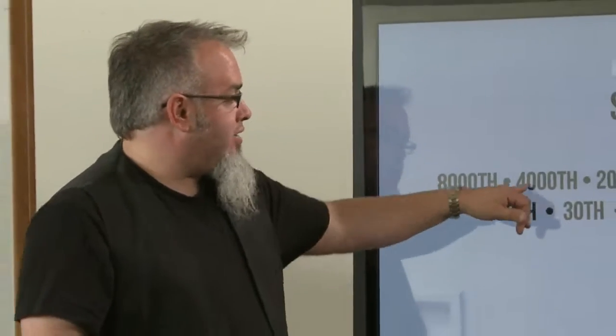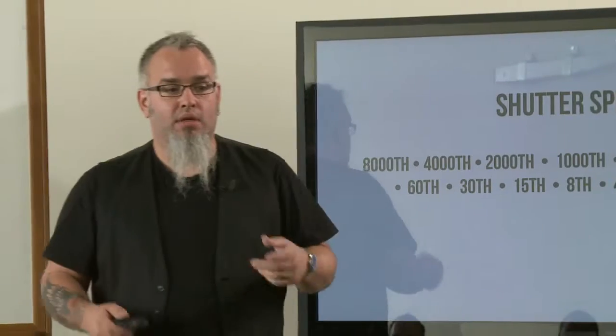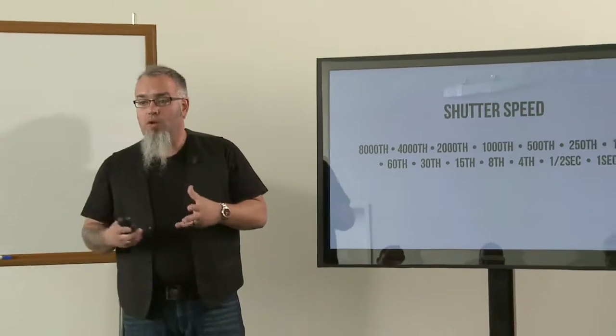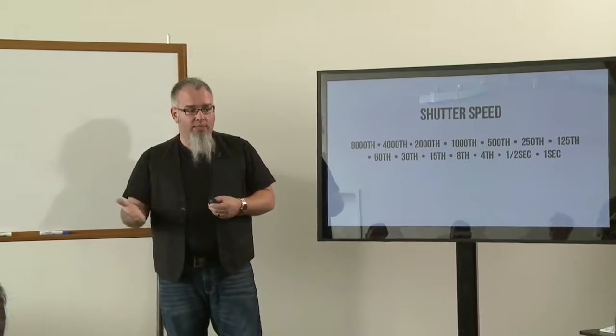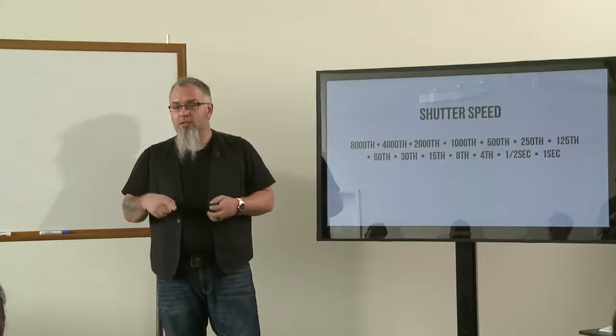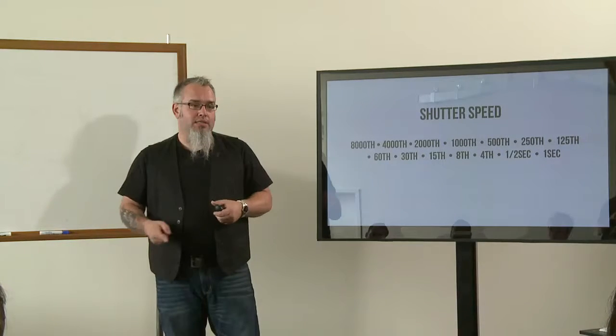All right, so 8,000th, 4,000th, 2,000th, 1,000th of a second, 500th of a second, 250th of a second, 125th, 60th, 30th, 15th, 1/8, quarter. Then we get half a second, 1 second. Then it goes 2 seconds, 4 seconds, 8 seconds. Sometimes your cameras will go 15 seconds, not 16 seconds, but 15. And then 30 seconds, 1 minute, 2 minutes, 4 minutes. You're shooting like the North Star.